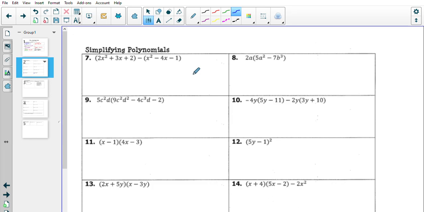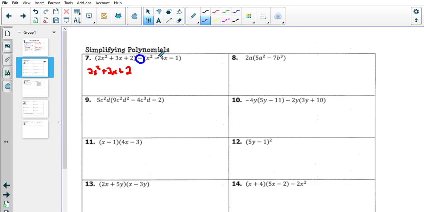Let's look at number 7 first. So on number 7, what do you notice? What you should notice is this big subtraction sign right in the middle. That means I'm not multiplying, I'm just combining like terms, but I have to look at my subtraction. Now with subtraction, the first polynomial always stays the same. So this 2x squared plus 3x plus 2 is going to stay the same.